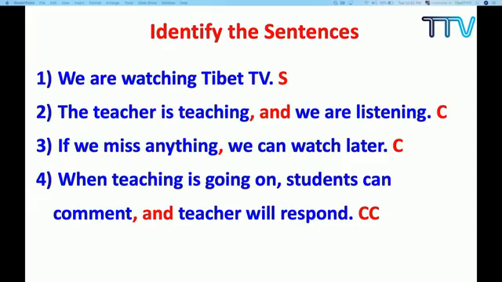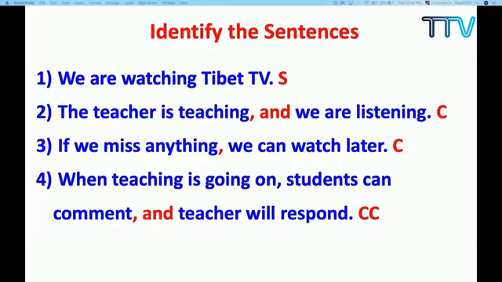So this is a dependent clause. We can watch later. This is independent. It can make its own sense without having to depend on the other. So what do we have in this sentence? In this sentence, we have got one independent clause and one dependent clause. So such a type of sentence is called a complex sentence. Now let us look at the last one.